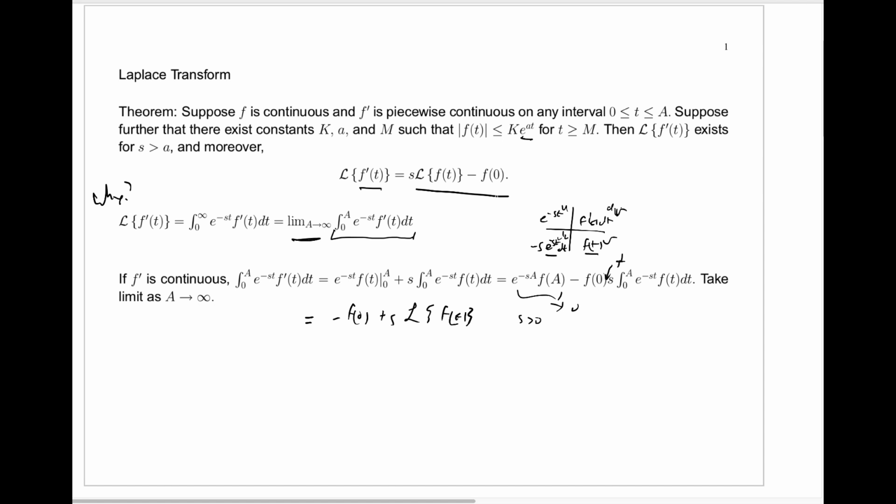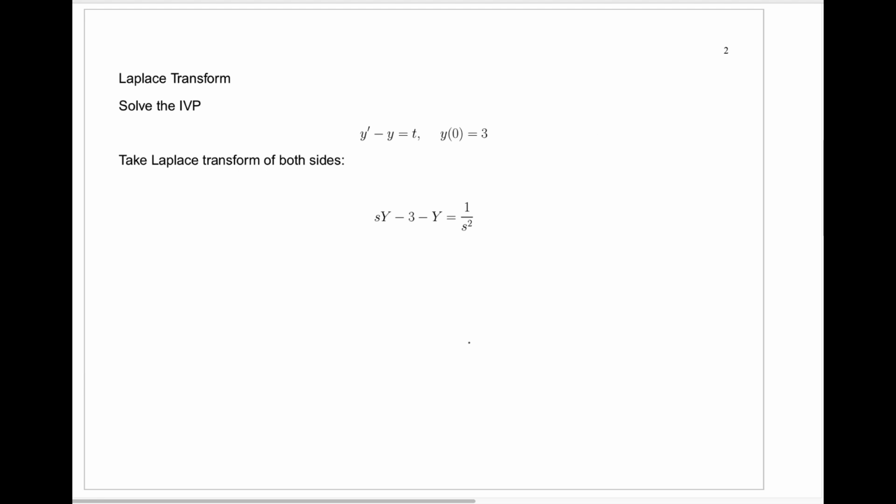Now, how can we use this amazing theorem about how to compute the Laplace transform of the derivative of f in terms of the Laplace transform of f? Well, I'll show you one simple example here involving solving an initial value problem. This is just a first order linear differential equation with an initial value. We have y prime minus y equals t, with our initial value y of 0 equals 3.